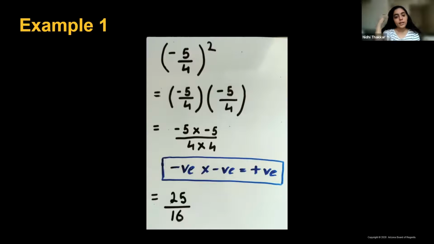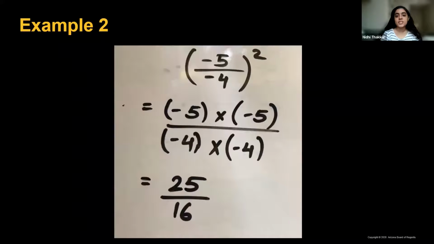As we know, something negative into negative would always give us a positive number. So for -5 into -5, you can just ignore the negative for a second. 5 into 5 would give you 25, and negative into negative would give you positive. So it would be positive 25/16, and we can't simplify more than this. So that would be our final answer.